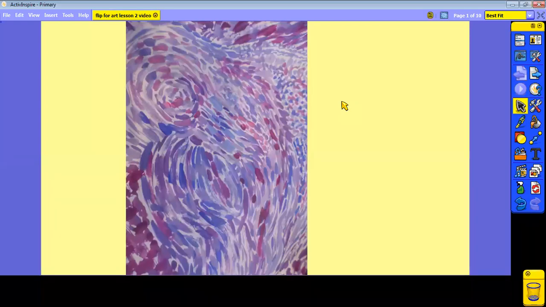Hey everyone. Last week in art, we looked at the techniques that Van Gogh used in his paintings. And this is what I made just experimenting with dots and dashes and swirls and some similar colours.